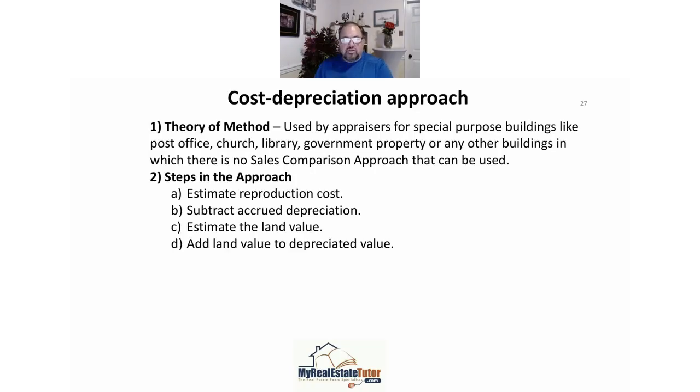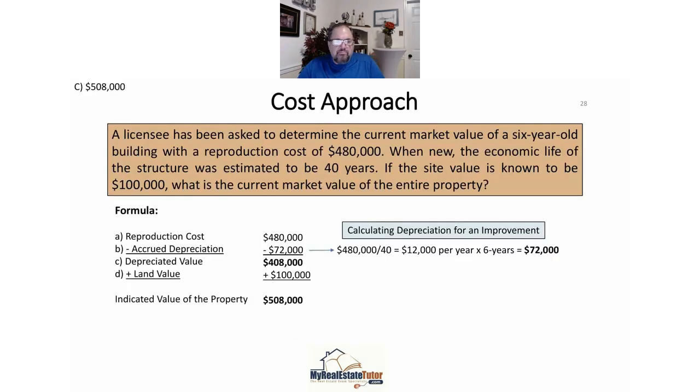That's how much it's going to cost to build the building. Then they're going to subtract the accrued depreciation, estimate the land value, which they give you in the problem, and then add it back in. Okay, so let's work this out.